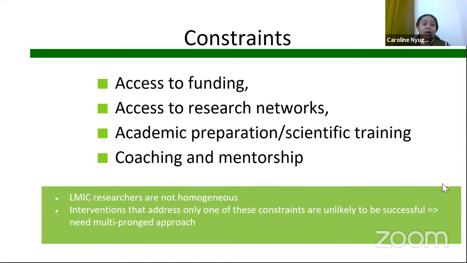This slide here just discusses the constraints that are faced. So they include access to funding, access to research networks, academic preparation, coaching, and mentorship. So what we find is that local researchers do have good ideas, but the funding available is limited. And in addition to that, we find that there's no access to the support, technical and otherwise, that's required to develop great proposals that can win big donor funding.